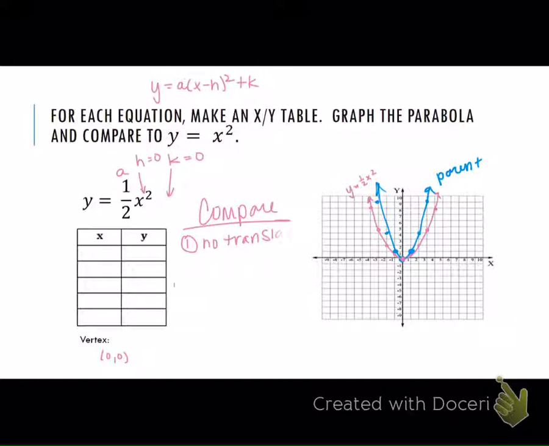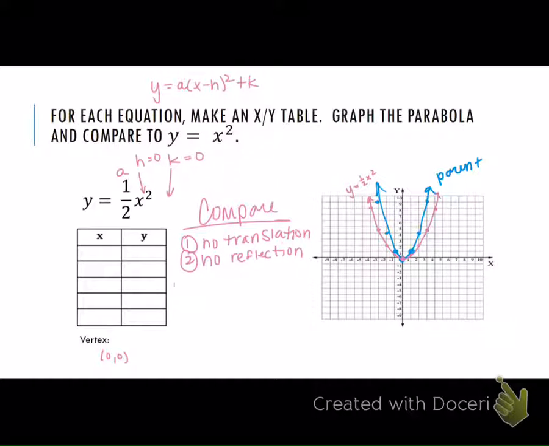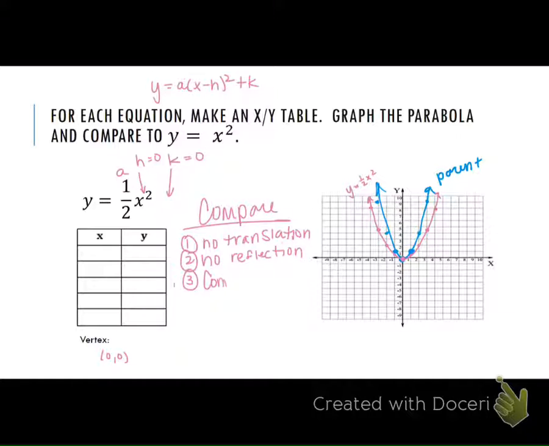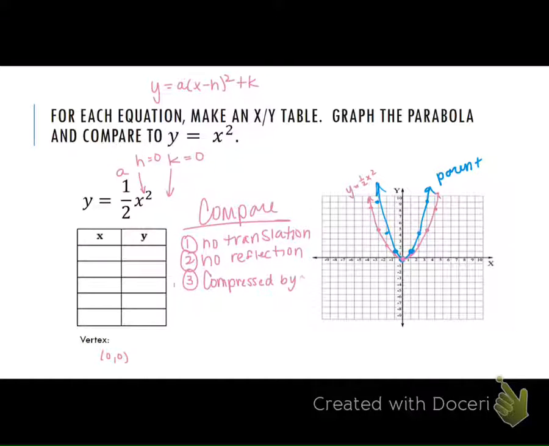Evan, is this reflected at all? No reflection. Tommy, I don't want you to say it the way you said it, although you're not wrong. What is the correct way? Oh, no, you're right. A compression makes things smaller, so that makes sense. So it is a compression by what factor? By a factor of 1/2.